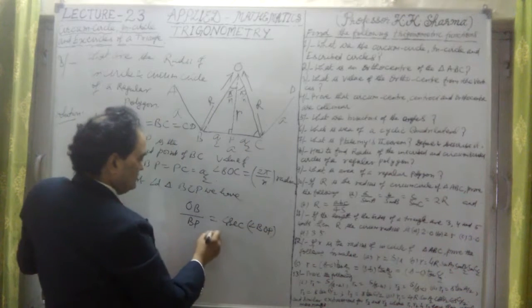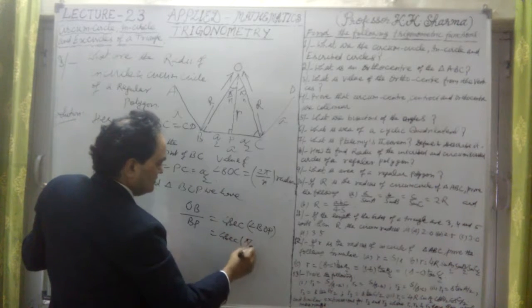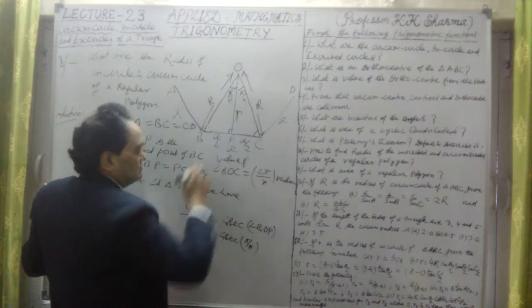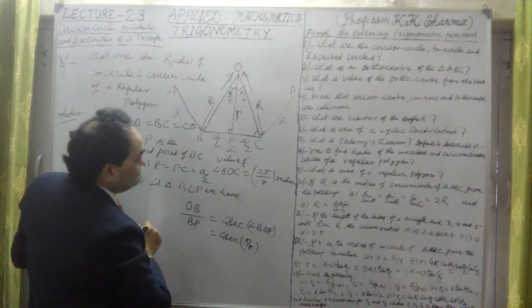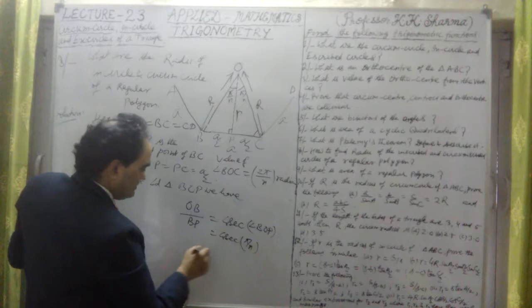This is angle BOP. This is cosec pi by n. Try to understand, this is half of this whole angle. The complete angle BOC is 2 pi by n, but angle BOP is pi by n. We have just substituted cosec of pi by n.